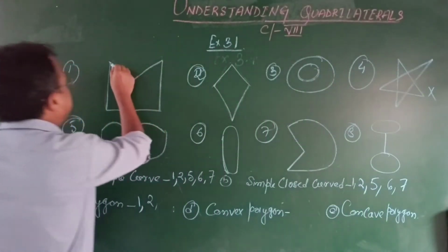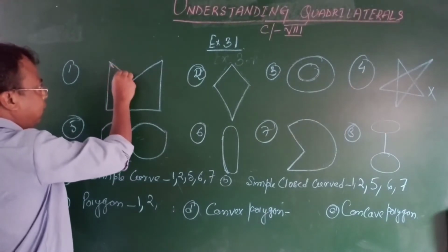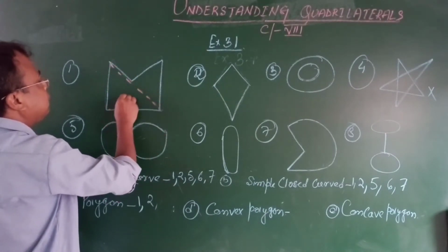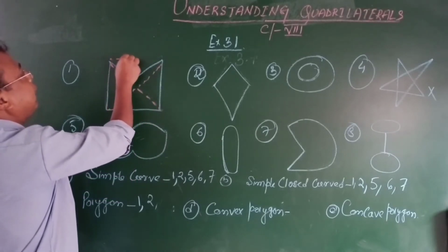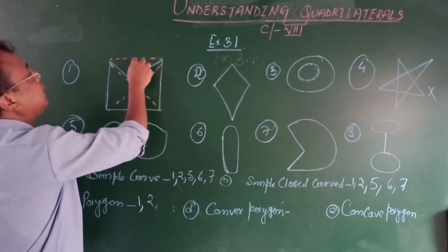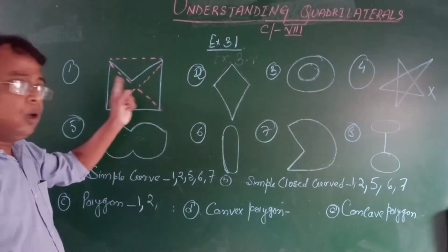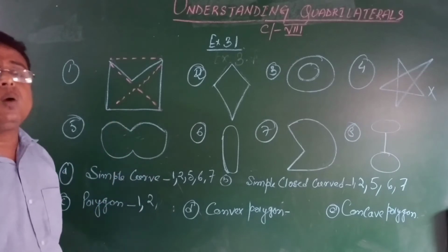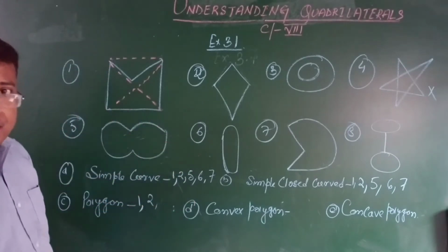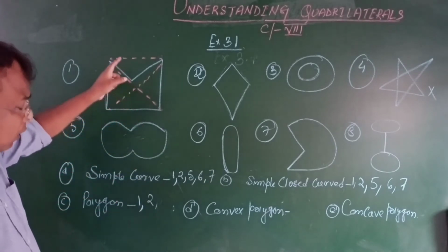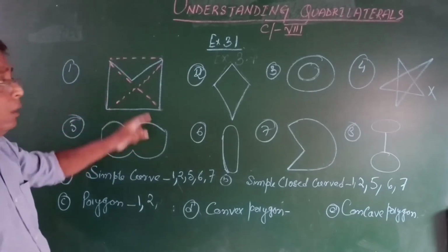Now you see the first figure. Here I am drawing one diagonal, this one. This is one diagonal, this is one diagonal. These 2 diagonals lie inside. But if I draw this diagonal, it lies outside the polygon. That's why it is not a what? Convex polygon. It is a concave polygon.